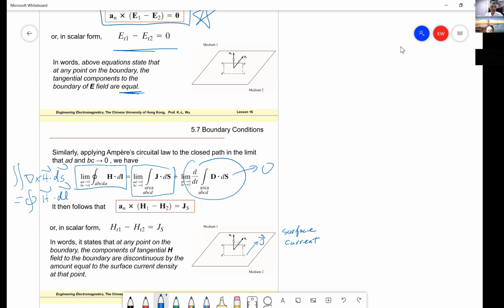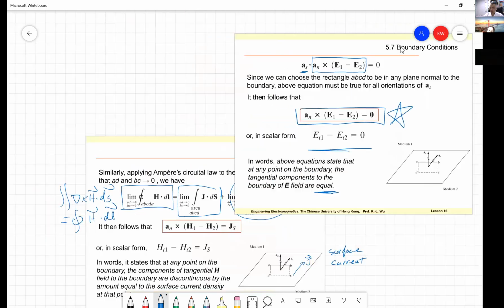So that is one scenario. And another scenario is artificial current. You remember, let's recall.